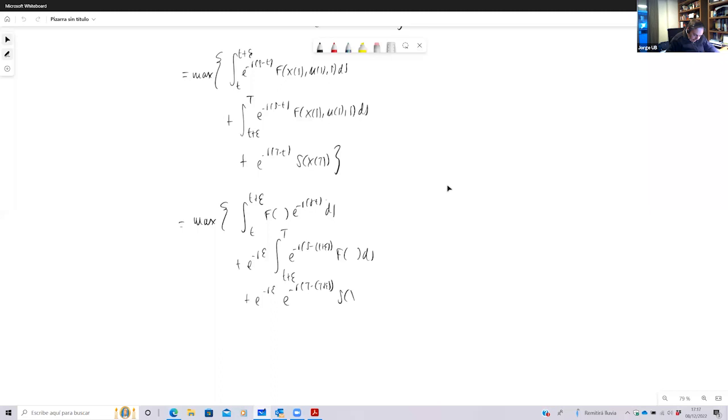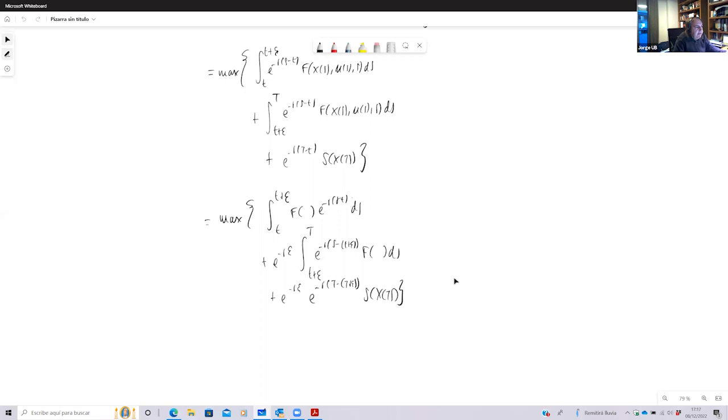Okay. And the question is that with the common factor, the exponential of minus r times epsilon, we can join this integral plus this and then obtain the value function at the moment t plus epsilon, with the state corresponding to t plus epsilon. This is the way that we can relate the value function at that moment and the value function at the moment t plus epsilon.